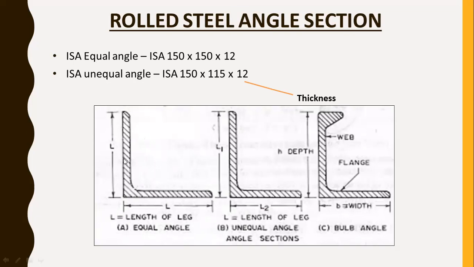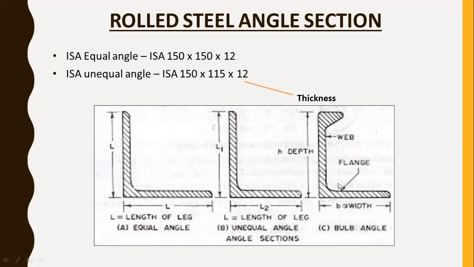In this first equal angle, L, its width and its depth are both the same, so it is identified as L, only L, because both are the same. The second one is provided as L1 and L2. Because of that, L1 is considered as one length and L2 as a different length. In the first example, L, we consider both width and depth as L, which means both are the same. And in the second one, the unequal angle, it is identified as L1 and L2, right?